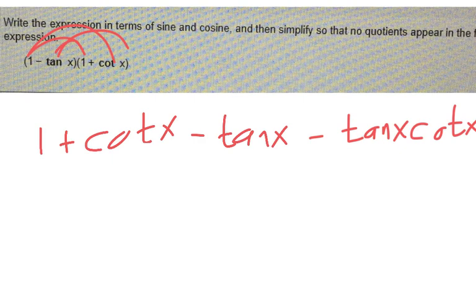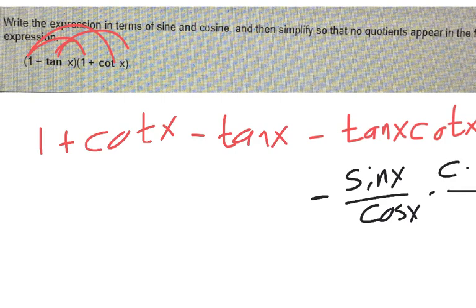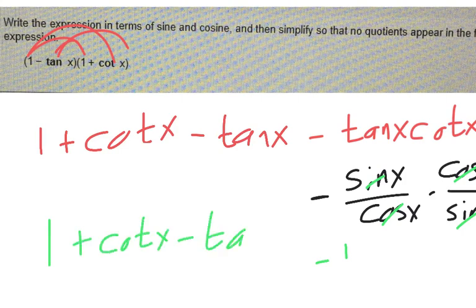Okay, now tangent times cotangent, we can simplify that. Tangent is the same thing as sine over cosine. And cotangent is the same thing as cosine over sine. So all those will cancel out, and we'll just be left with a 1. So now I have 1 plus cotangent minus tangent minus 1. Well, the 1 minus 1 cancel, and so we're left with cotangent minus tangent.